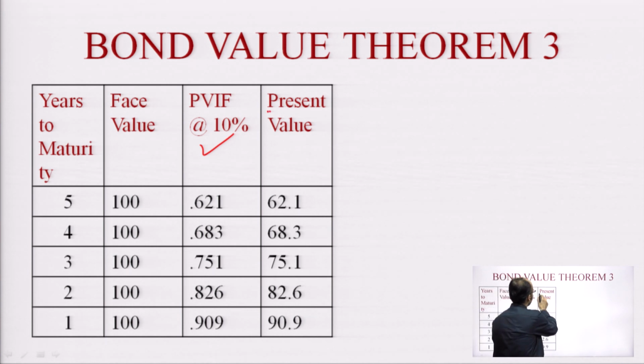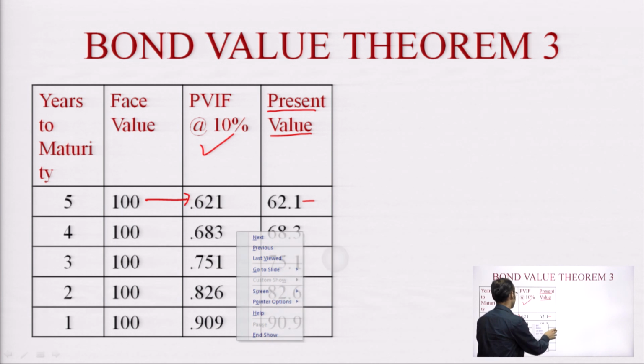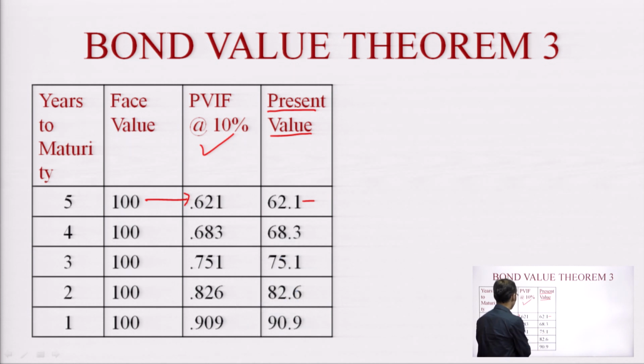And the present value, as we know, we can calculate by simply multiplying this face value by this present value factor at the interest rate. That comes out to 62.10 for the 5th year, 68.3 for the 4th year, 75.1 for the 3rd year, 82.6 for the 2nd year and 90.9 for the 1st year.